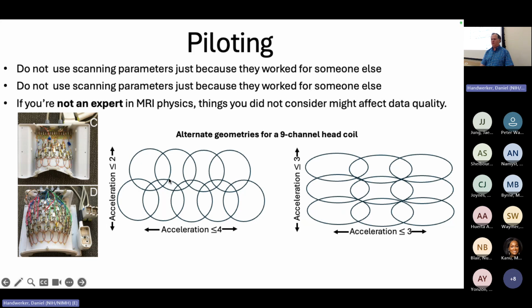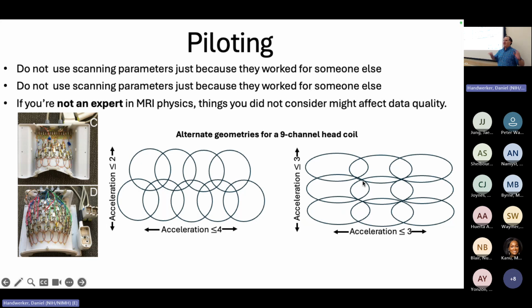Generally, you need more coils in a dimension than the acceleration you're doing in that dimension. So in this one, there are about 4 coils in this direction, so in this dimension you can accelerate up to 4 times. It doesn't mean you should, it means it's possible. And here you can accelerate up to 2 times. So this is the 9-channel coil. Here could be a mock-up of another 9-channel coil, where it's 3 by 3. So you would never want to accelerate more than 3 in either dimension.